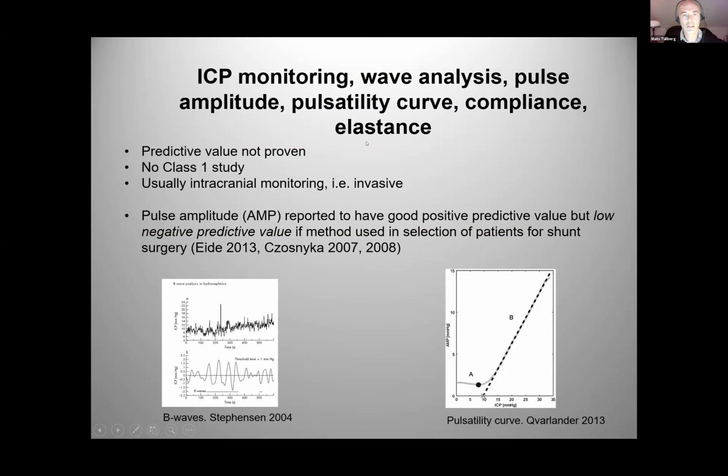Lastly, something about the ICP monitoring, wave analysis, and those measures. And here it's the same problem, really. The predictive value has really not been proven. You can probably pick patients that improve after shunting, but there is a high risk that you exclude patients with negative tests who still could improve. So using these methods, we exclude patients that will improve after shunting, which I think can add to the problem of not diagnosing all the patients that are out there.